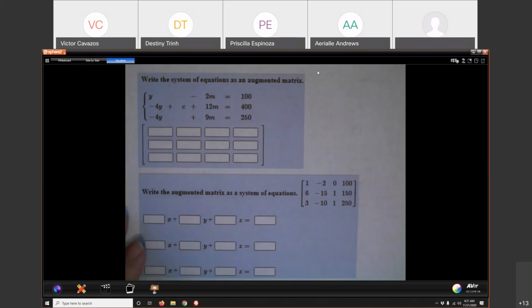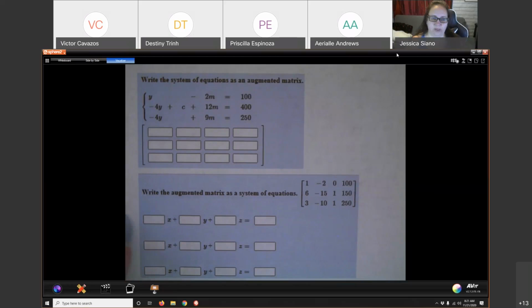So our last set of notes for the semester is 9.6, which is going to be on matrices. So every system can be rewritten as a matrix. And essentially what happens is we take all of the coefficients and we take out everything else. So all of the variables and the equal sign and stuff, all those go away.